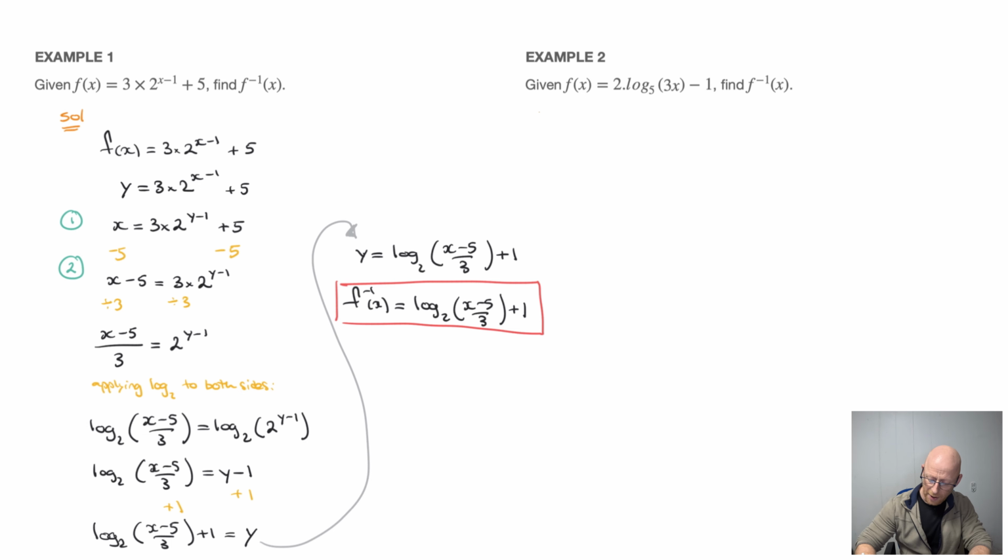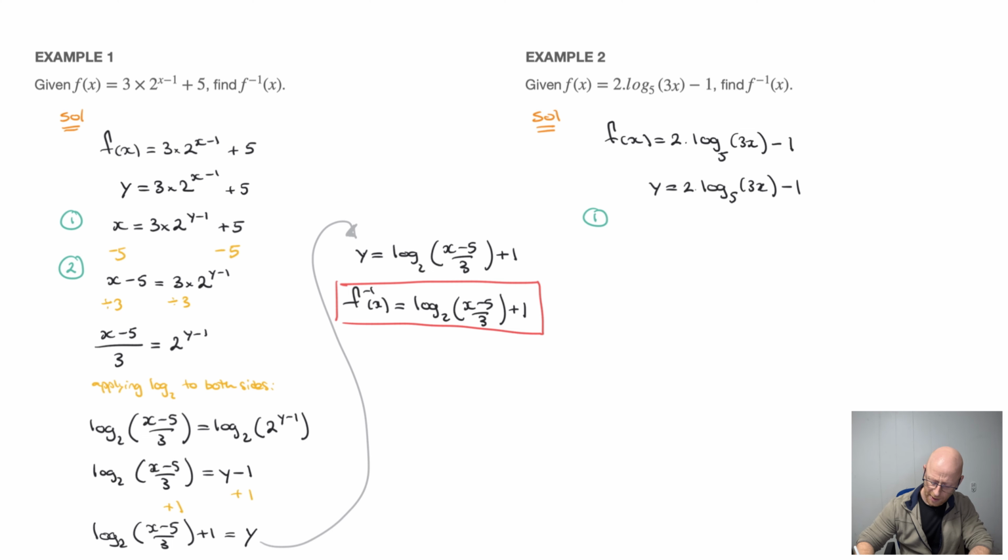Okay, well again, I'll go ahead and write SOL for solution, and once more I'll copy that function, that's f of x, which equals 2 times log base 5 of 3x, and we have minus 1. Well, as always, I'll rewrite this as y equals 2 times log base 5 of 3x, and I take away 1 at the end there. And now I follow the regular two-step method.